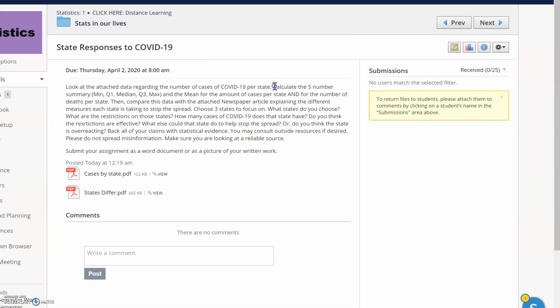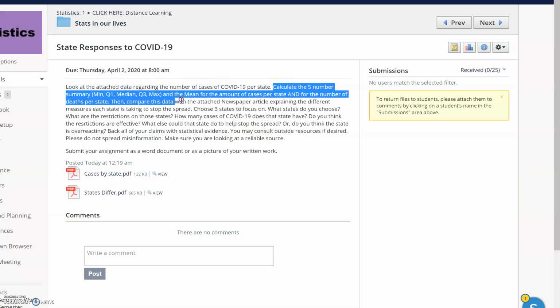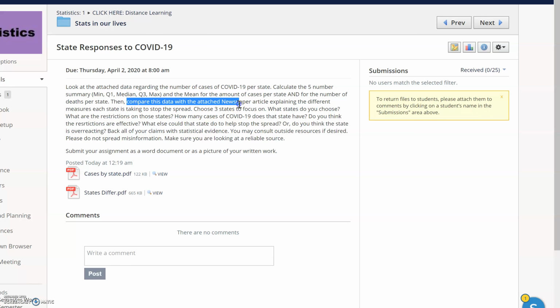Once you look at the data, again, you're going to calculate the 5-number summary and the mean for the amount of cases per state. So you're going to look at the case number for each state, calculate the 5-number summary, and then you're going to also calculate the 5-number summary for the number of deaths per state. Then you're going to compare this data with the attached information in the newspaper article explaining the different measures each state is taking.